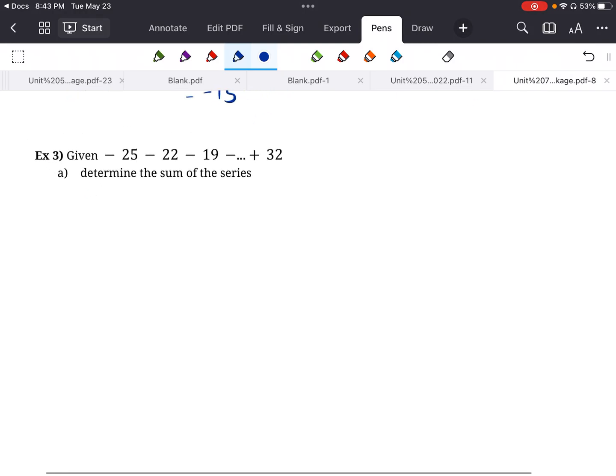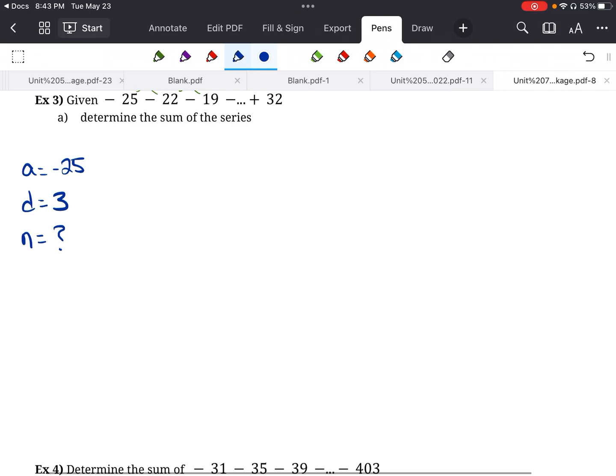Okay, given -25 minus 22 minus 19 and all the way to 32, determine the sum of the series. So first of all, we see that these are going up by 3. So we have an a value of -25, a d value of +3. We don't know the n value, but we do know that it ends at 32.